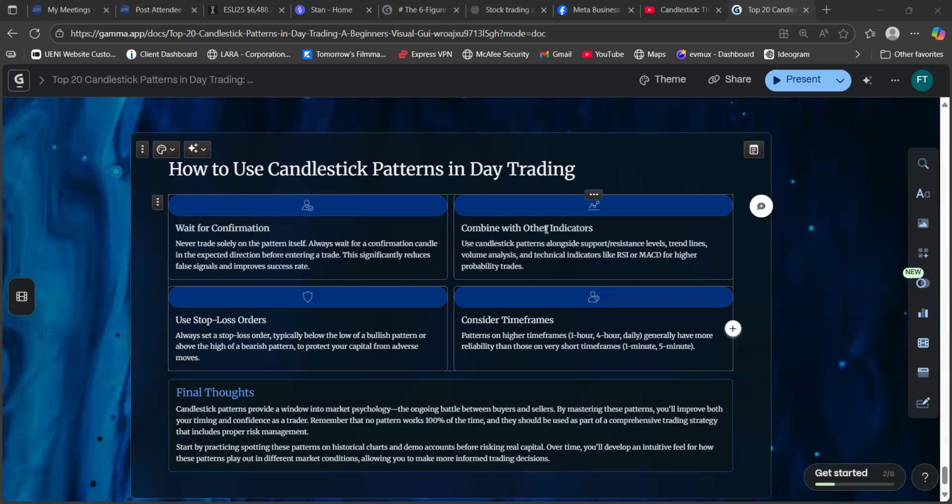And as I said, you combine with other indicators. You're going to use the candlestick patterns alongside support and resistance levels, trend lines, your volume analysis, and other technical indicators like RSI. I'm not going to teach y'all the MACD. I'm going to teach y'all the EMAs.